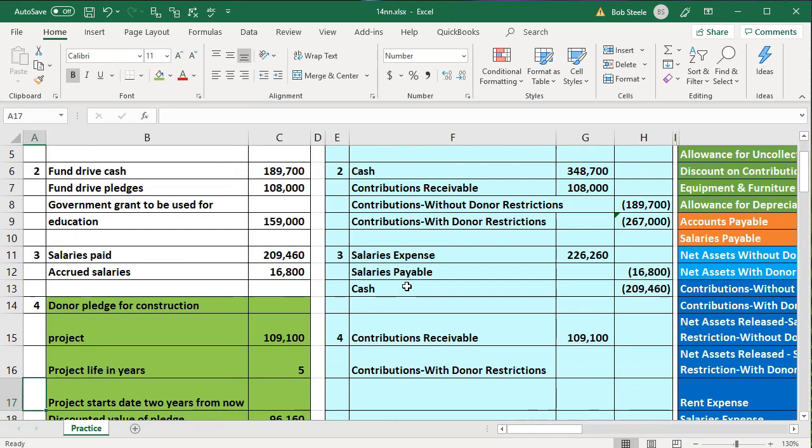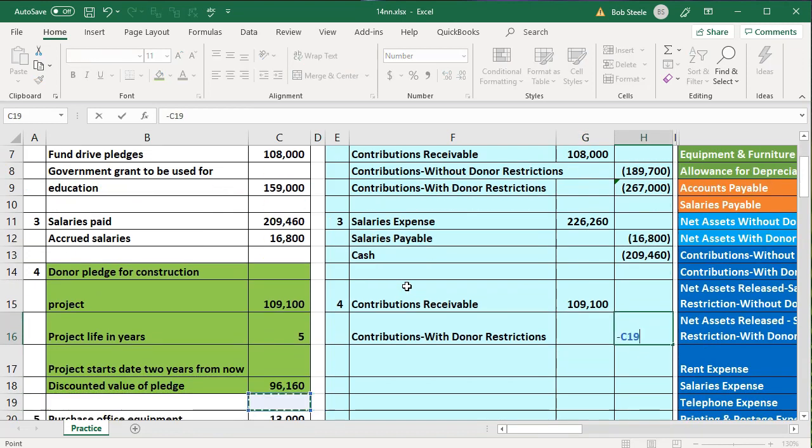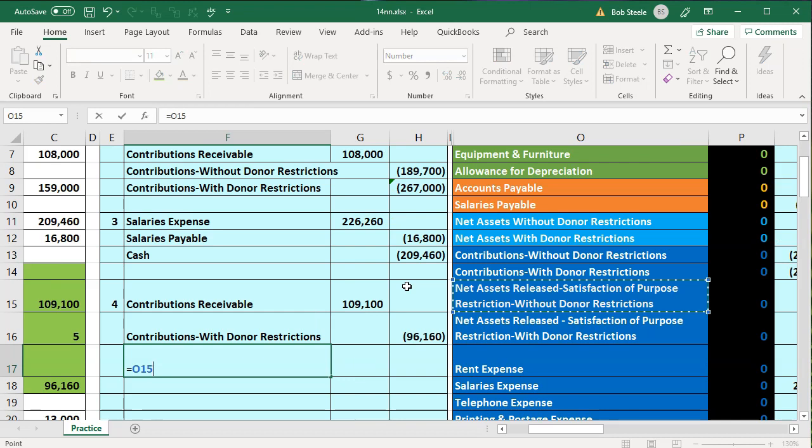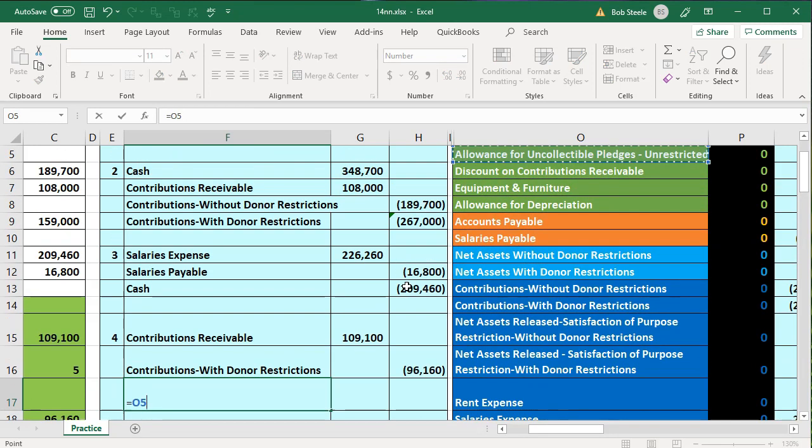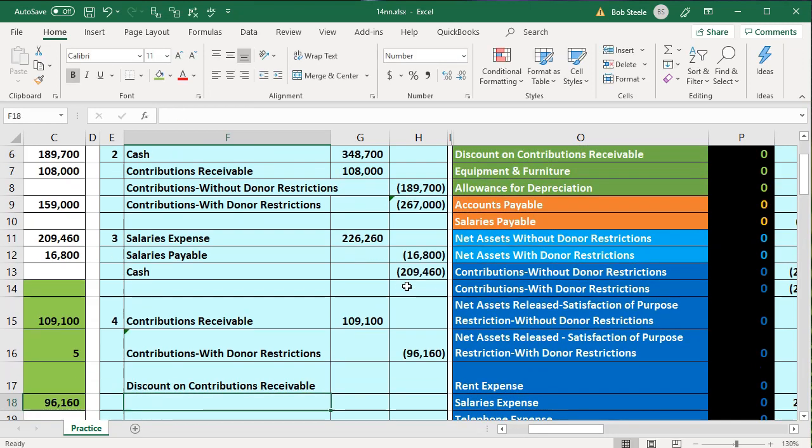So we're going to say it's a contribution with restrictions. So the dollar amount of the restriction, then we're going to say that's going to be at the discounted rate, and that's going to be at the 96,160. And then we're going to have a discount on the contribution receivable. So we're going to have to record the difference here. Where's the difference going to go? It's going to be a discount on the contribution receivable. So this is probably a transaction that you're not going to see as often. But there's one we want to take a look at.